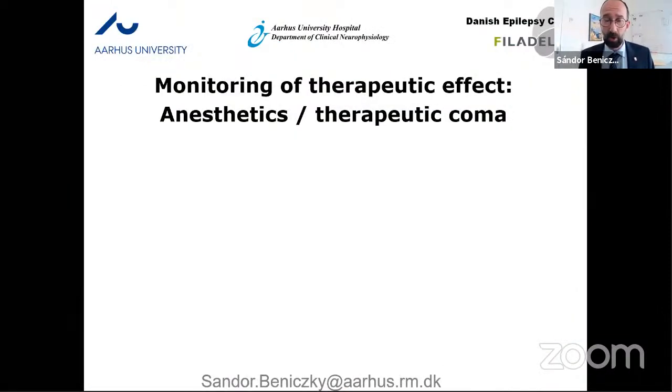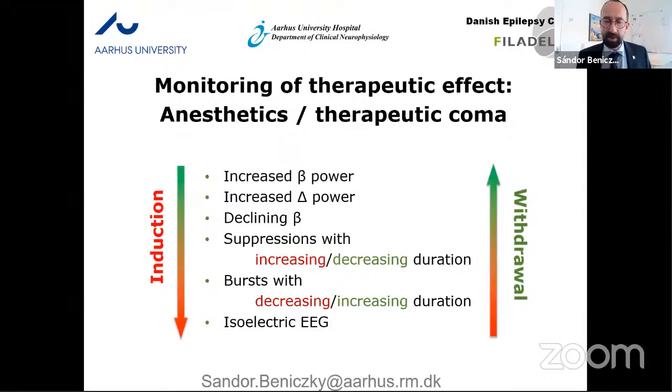Now let's look at how we can use the EEG in monitoring the therapeutic effect, that is the depth of the anesthesia, the therapeutic coma. EEG is excellent because you can follow the depth of the effect step by step. As you know, the first thing you can notice is an increase in the beta power, then an increase in the delta power. Then comes a suppression with increasing duration and bursts with decreasing duration. And then you end up in an isoelectric EEG if you choose to go to that depth. And then when you withdraw, everything goes in the opposite direction. So first you can notice bursts with increasing duration, suppression with decreasing duration, then beta, then delta, and again beta.